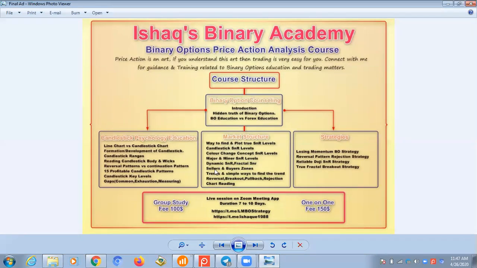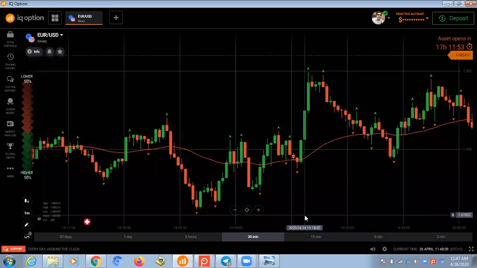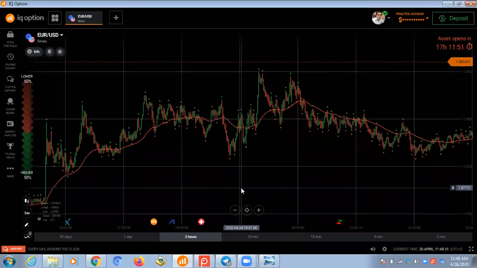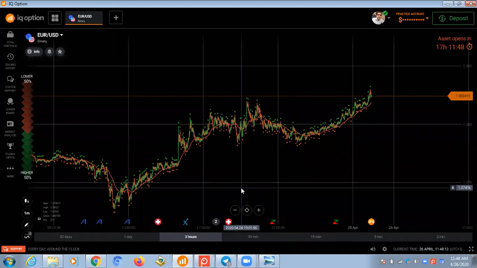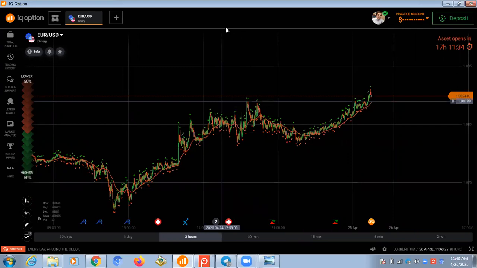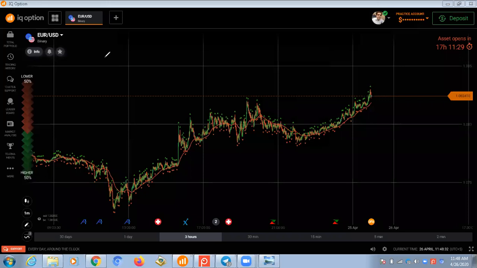Now the next topic is the sellers and buyers zone. How can we identify the sellers and buyers zone? Sellers and buyers zones can be created when the price direction is changed with any pattern or any breakout, and then we can understand how to create these levels. Now I'm giving you some examples.